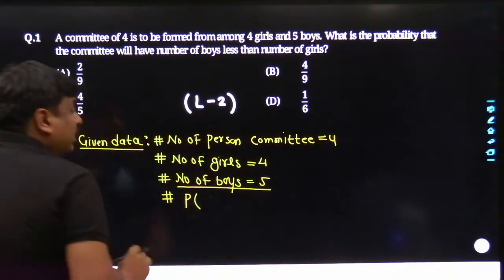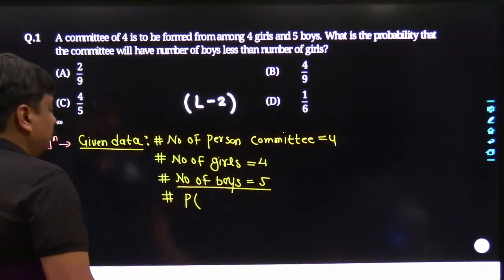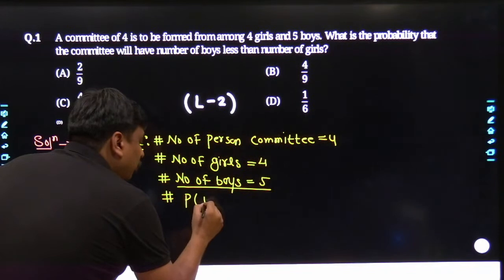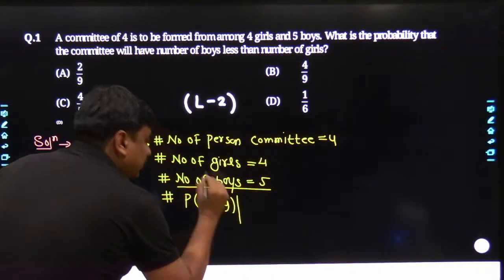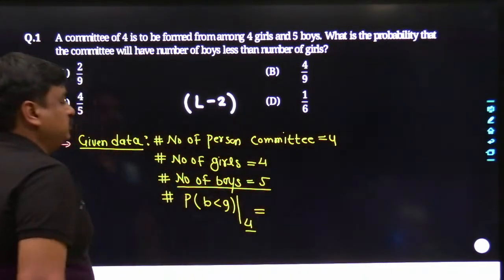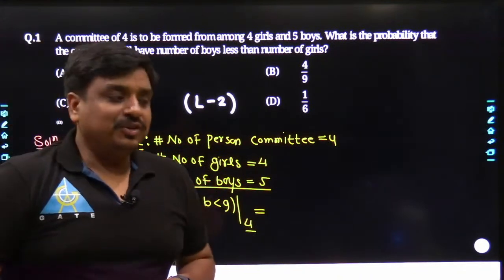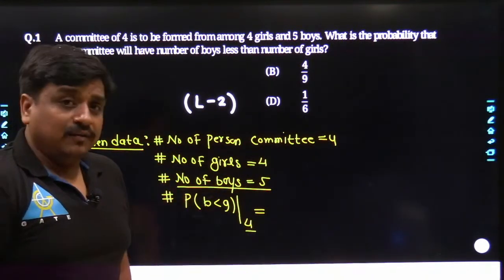When a committee has been formed, obviously, how many members would be there? 4 members would be there, where the number of boys is lesser than the number of girls. And one thing must be clear in your mind, the number of members within the committee has to be 4. Tell me, how will you calculate this?